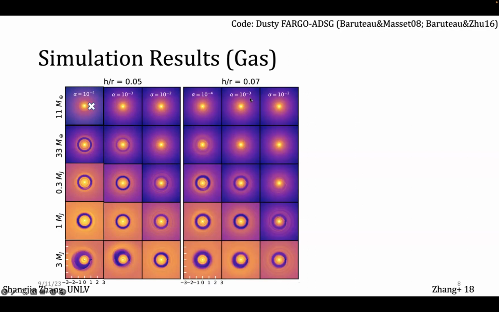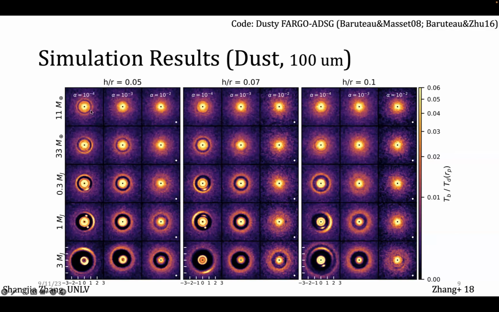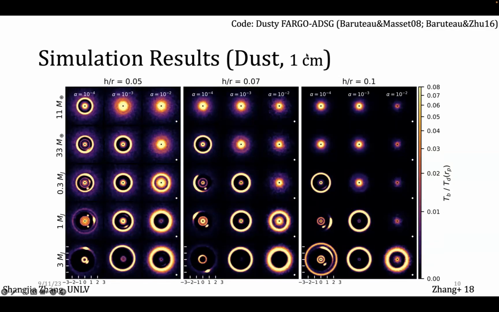And there's a similar trend for H/R, or disk scale height, or the temperature of the disk, but it's not as dramatic as changing the planet mass or the disk viscosity alpha. If now we look at the dust, you can see the contrast becomes much more, and this is just due to the dust trapping. And if we increase the dust size even further, you can see the rings become more prominent. And this is because the larger the dust size, the better they are trapped at the gap edge.